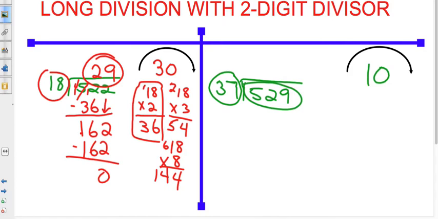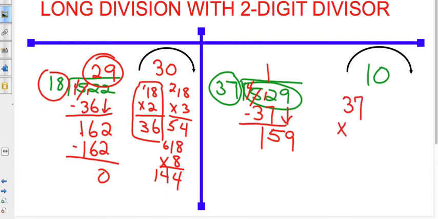37 into 529. My first number will be a 1. 1 times 37 is 37. I subtract. Get 159. I now bring down the 9. I don't know my 37 times tables too well, so I'm going to come up with a couple of multiples of 37 on the side.